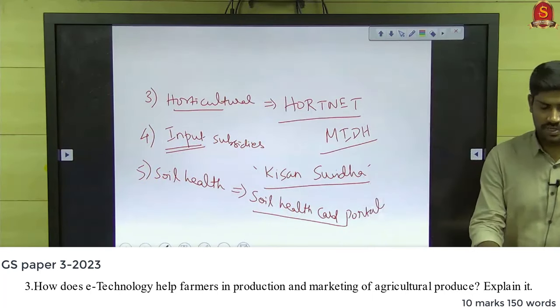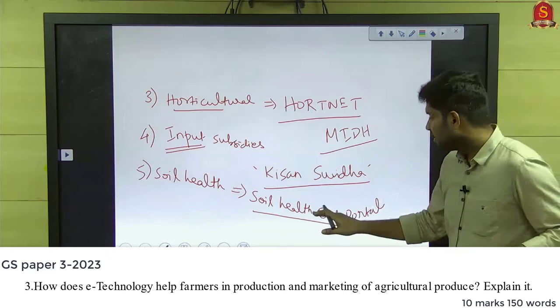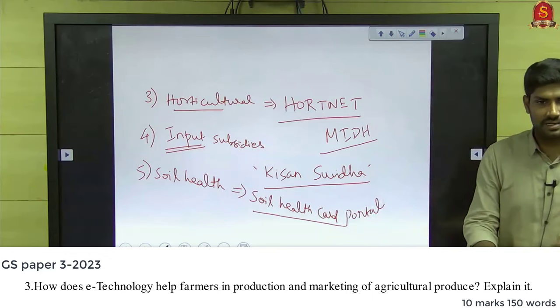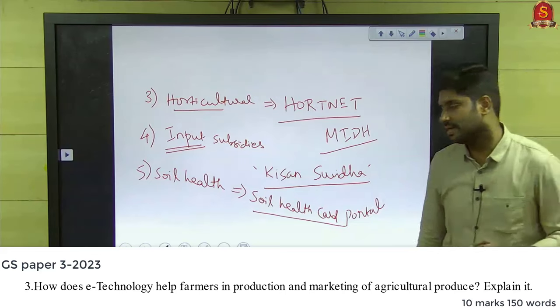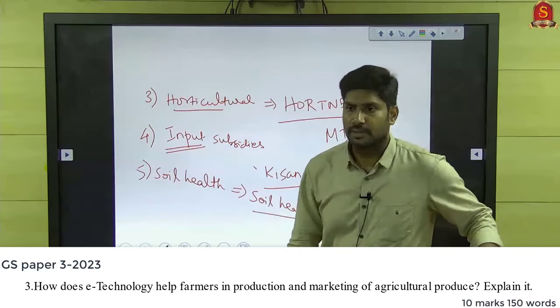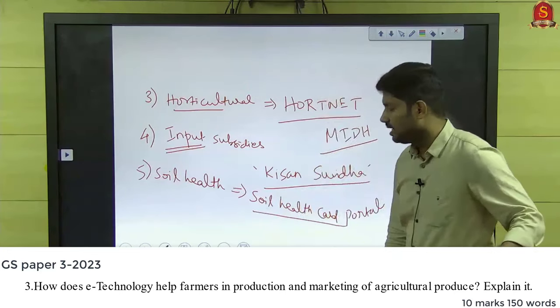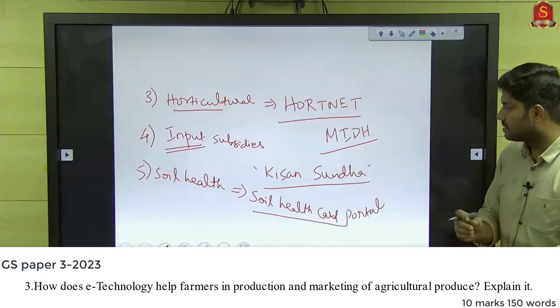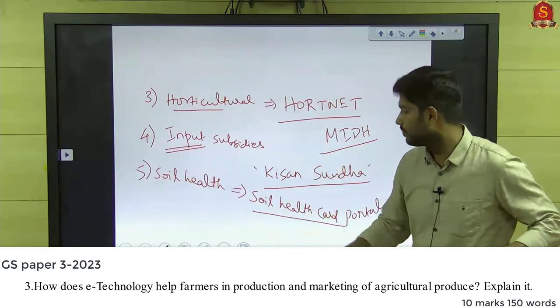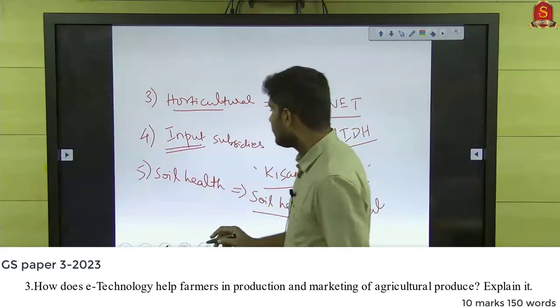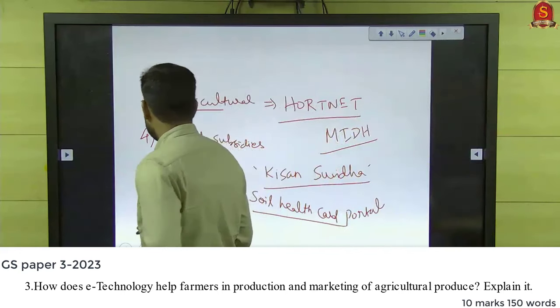So the government established a separate soil health card portal. Under this portal, the farmers can track the soil samples given for soil testing. Based on these soil testing values, they apply the fertilizers. They provide inputs to the crop. Right. Then crop insurance.